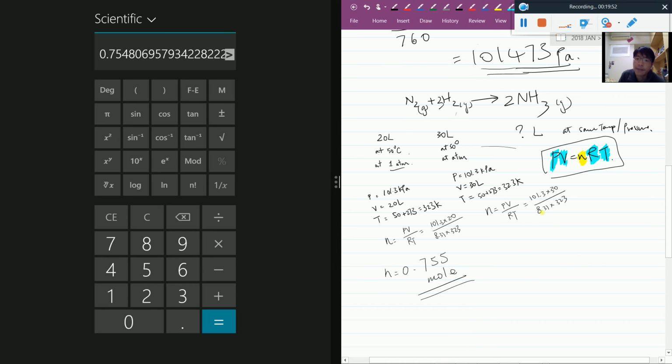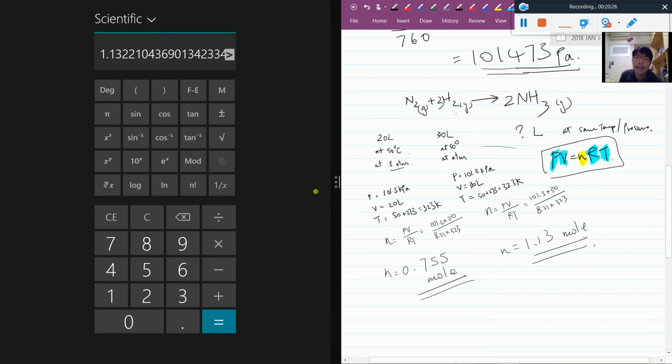Then we have the other one, which is doing exactly the same. 101.3 times 30 divided by open bracket, 8.31 times 323, close it, and equals 1.13. Both of them I use 3 significant figures.